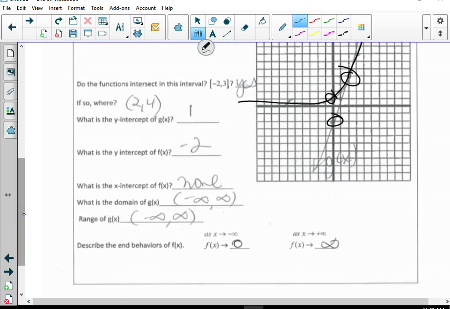What is the x-intercept of f of x? There is none, because it's never going to hit the x-axis. What's the domain of the line? All real numbers. What's the range of the line? All real numbers. In behaviors of f of x, that's the exponential. As it's going left, it's approaching 0. It will never hit 0. And as it's going right, it's going up to positive infinity.